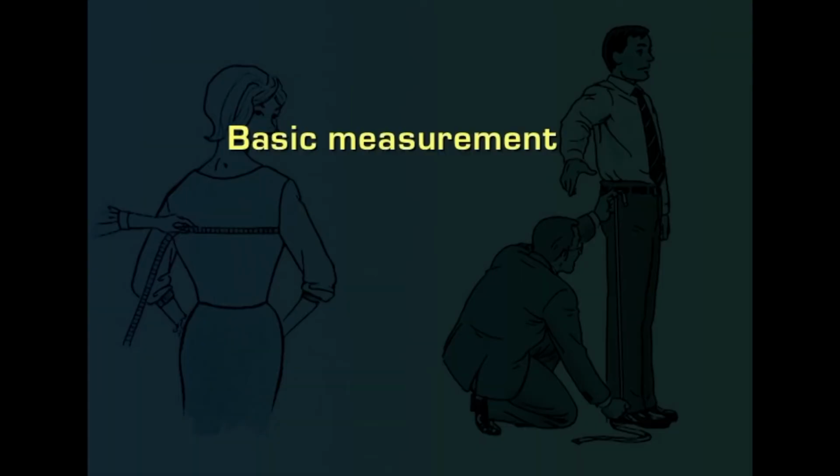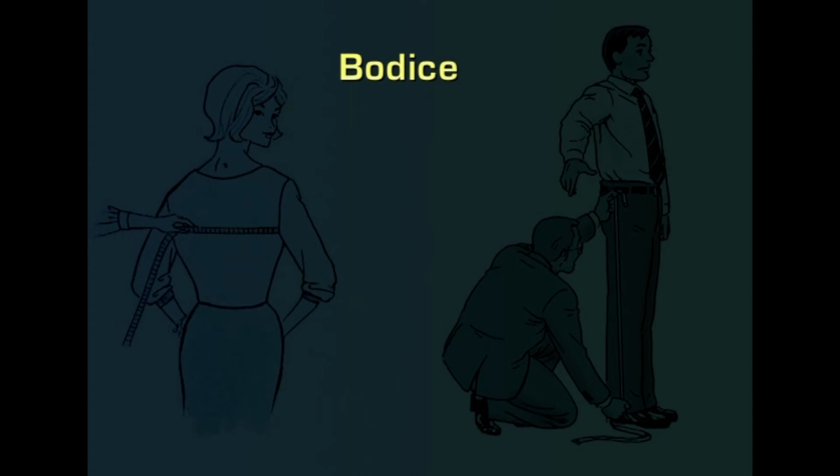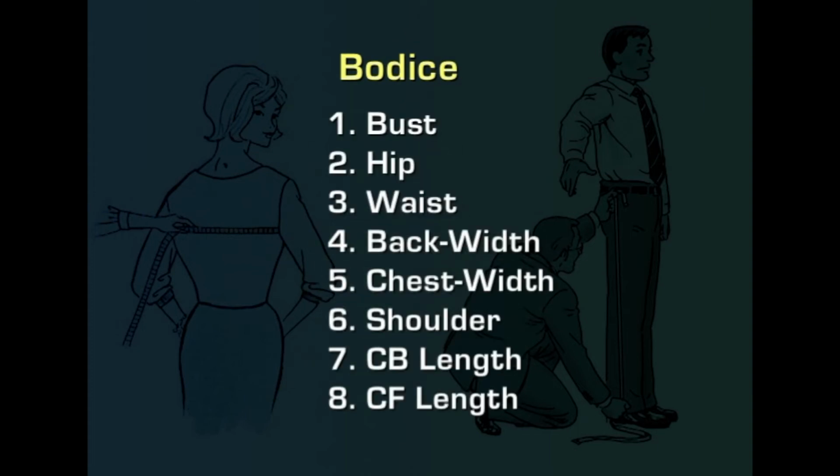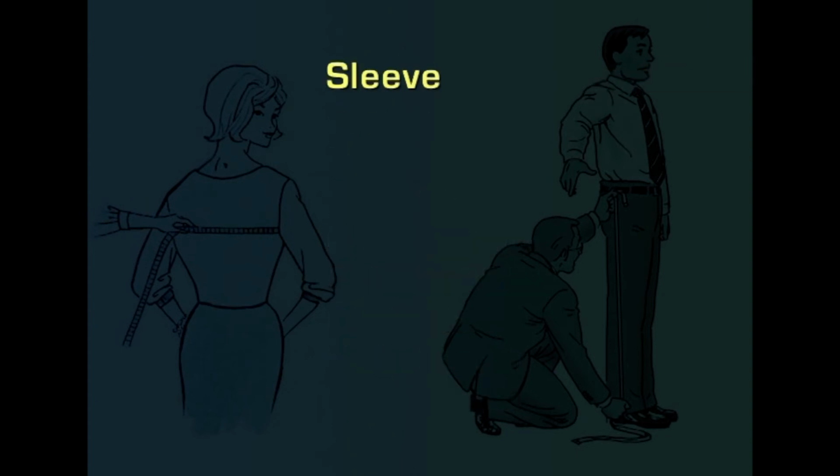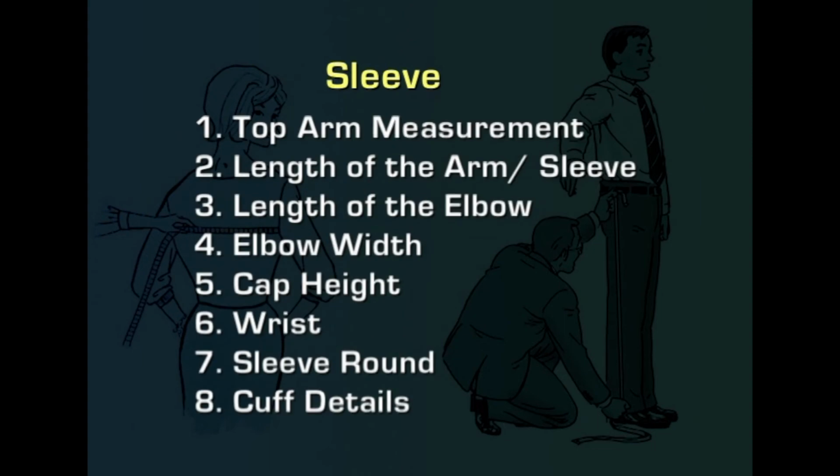Basic measurements for a bodice block include bodice, sleeve, skirt. Let us see what are the measurements required for bodice. Bust measurement, hip measurement, waist measurement, back width measurement, chest width, shoulder, center back length, center front length. Then coming to the sleeve, one requires top arm measurement, length of the arm or sleeve, length of the elbow, elbow width, cap height, wrist, sleeve round, cuff details.